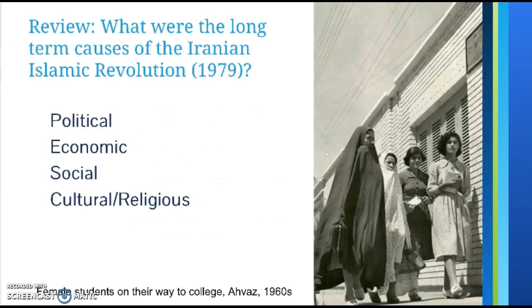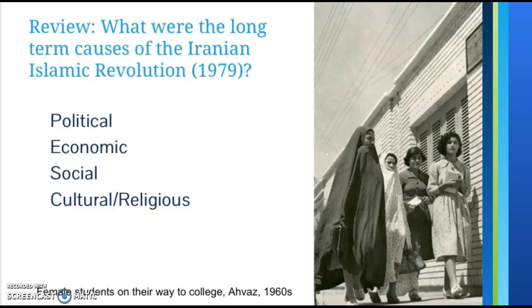So why not take a moment and pause the video and think back on your studies so far and think about what were the causal factors for the Iranian Revolution in 1979. There are 4 big categories that you could think about. So press pause now and see what you can remember about the long-term and short-term causes of the revolution in 1979.